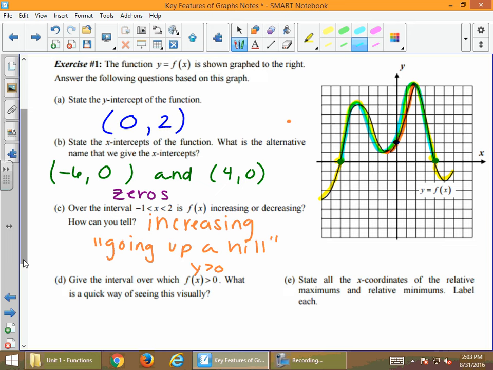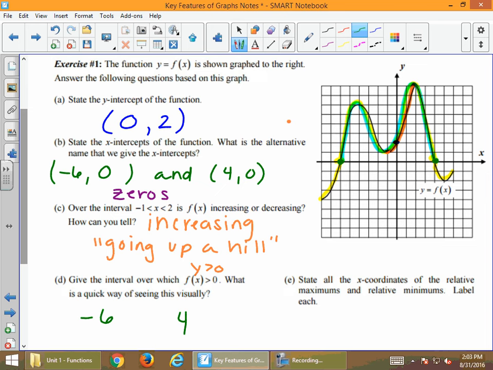Here's negative, negative, negative, negative, negative. Right here it changed. Negative 6. It stayed positive for a while, and then what did it start to change again? Positive 4. That's the interval over which our function is positive.